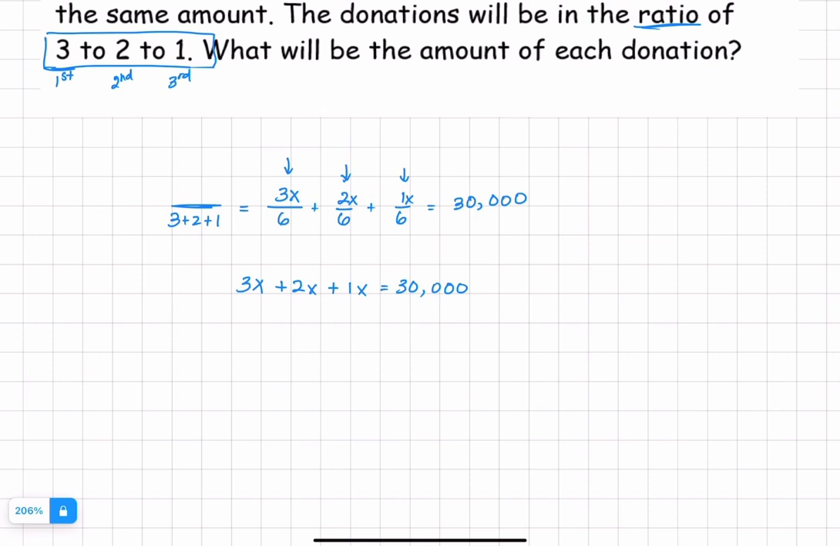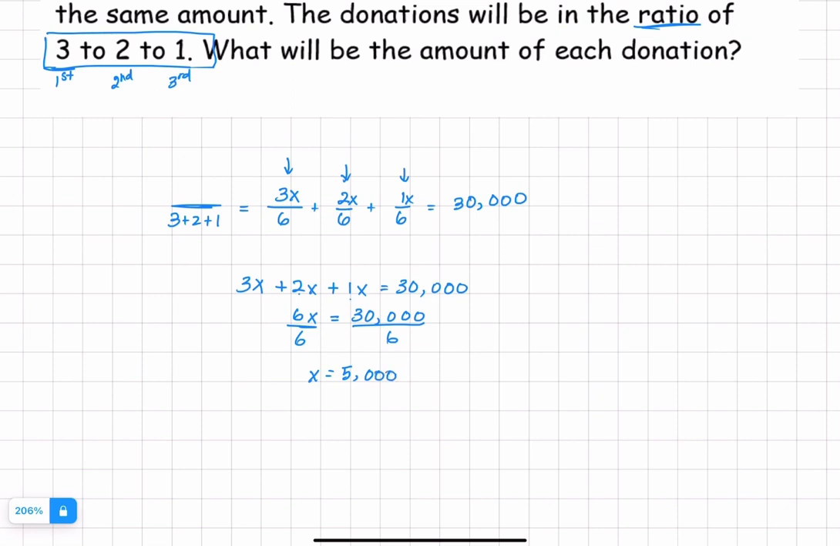Great. So we know we have to divide by 6. So we can just add these up. 3x plus 2x plus 1x is 6x. So we added the like terms, equals 30,000. So we divide by 6 on both sides. So x would equal 5,000.